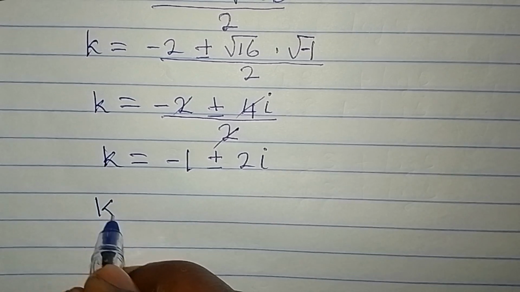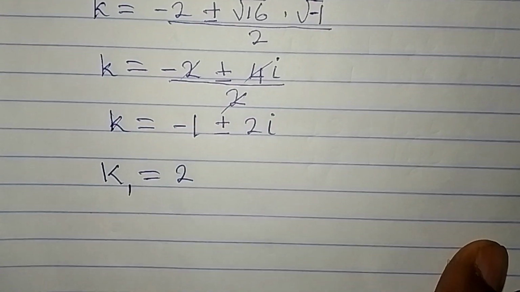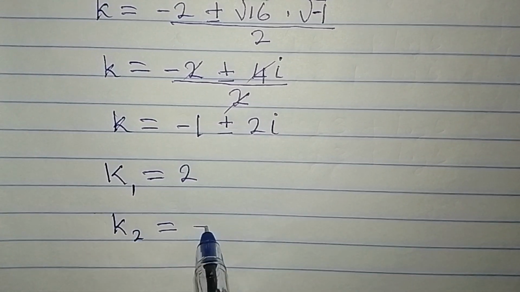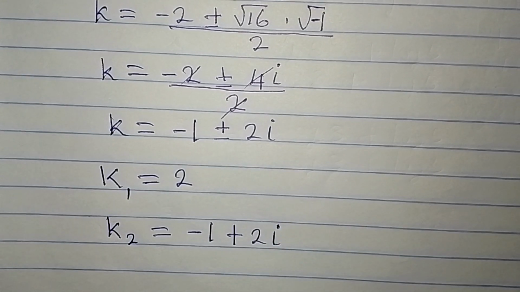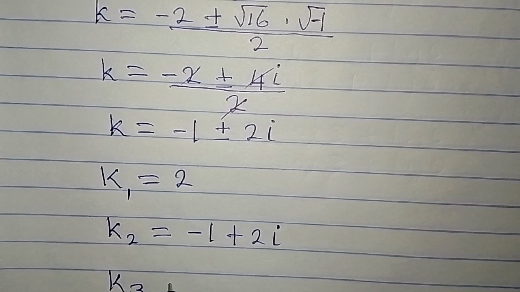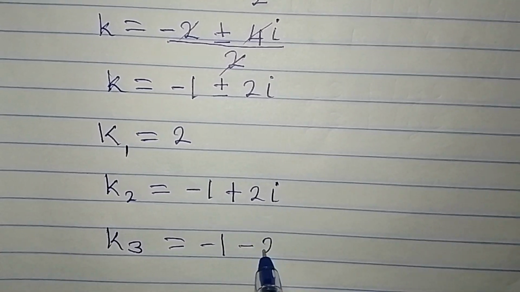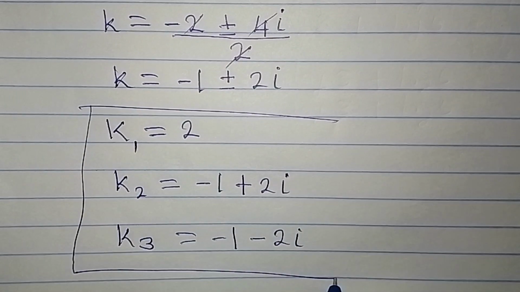So the first value of k is 2. Let's call this k1. Then we are going to have k2, and it's from here, minus 1 plus 2i. Then we have k3, which is equal to minus 1 minus 2i. So from here we have the three solutions to this problem.